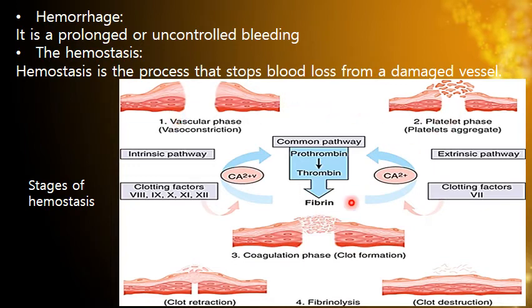These are the three important phases of the hemostasis. Phase 1, we will have vasoconstriction. Phase 2, we will end with the platelet aggregation and the platelet plug, which is the primary hemostasis. At phase 3, the coagulation phase will end with the clot formation, and this is also called the secondary hemostasis.